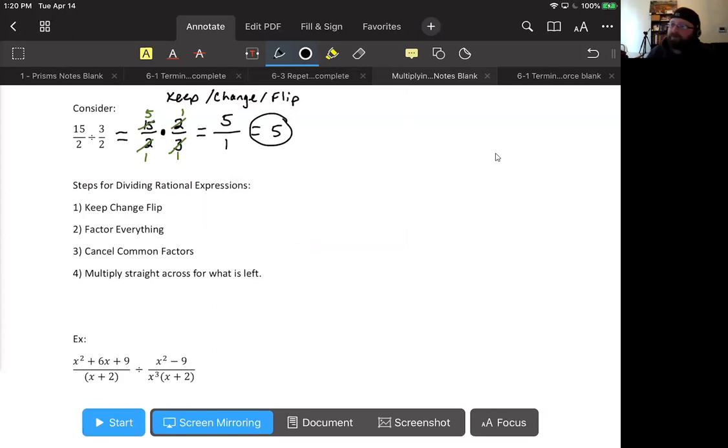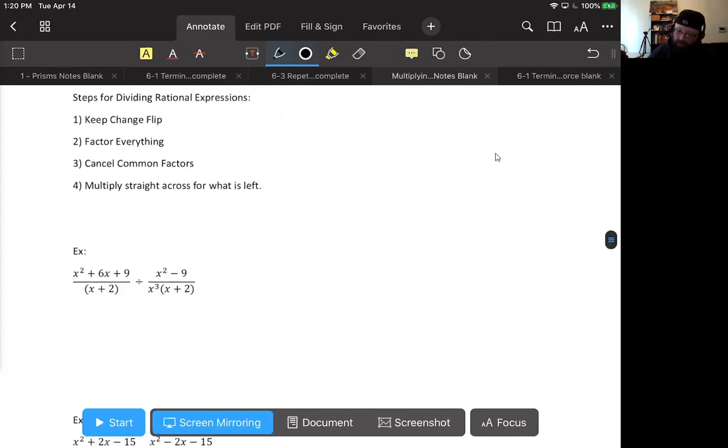So those are going to be the same steps we take with polynomial fractions. We're going to keep, change, flip first, which means we're going to change a division problem into a multiplication problem and flip the second fraction. We leave the first fraction alone, change division to multiplication, and then flip the second fraction over. We'll then factor everything, cancel whatever we can, and then multiply straight across for whatever's left, just like we did with multiplication. So division is exactly the same as multiplication, except there's a couple of steps added to the beginning, by which I mean keep, change, flip.